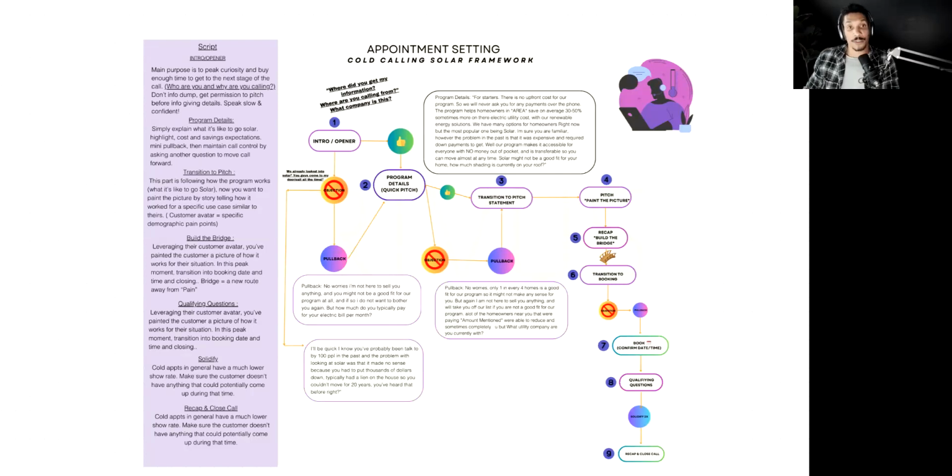So if you get that objection up front of, we've looked into solar already and it just didn't make sense, or, you guys call all the time, or you guys knock my door all the time, you want to jump all the way down to here. Hey, I'll be super quick. I know you've probably been talked to by 100 people in the past. And the problem, man, honestly, with solar was that it made no sense because you had to put down thousands of dollars, typically had a lien on the house, so you couldn't move for like 20 years. I'm sure you've heard that before, right?